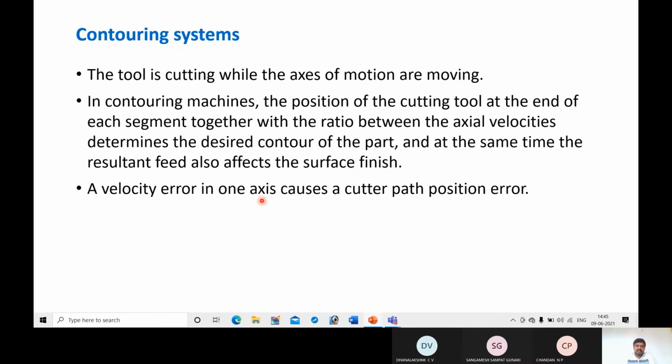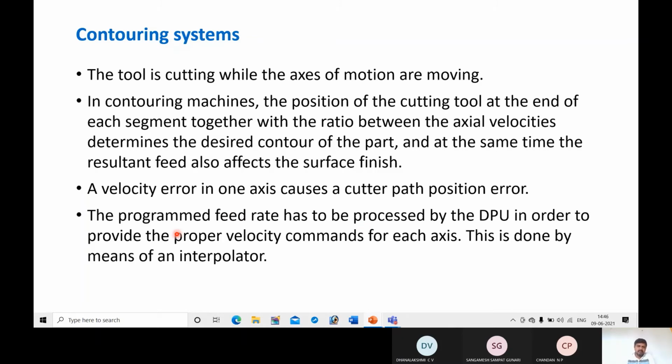A velocity error in one axis causes a cutter path position error. The program feed rate has to be processed by the data processing unit in the machine control unit. In the previous class we discussed the functions of the machine control unit. It consists of the data processing unit (DPU) and the control loop unit. In order to provide the proper velocity commands for each axis, this is done by means of an interpolator. We also discussed the function of the interpolator. It is going to do interpolation.